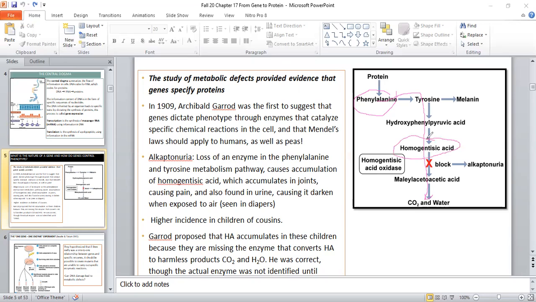It is poisonous, toxic. So we have to convert it into a harmless substance, which is normally the function of the organ involved, that is the liver. But obviously this conversion needs some kind of enzyme. If this enzyme, homogentisic acid oxidase, is not present, then what happens? There is one condition, alkaptonuria.